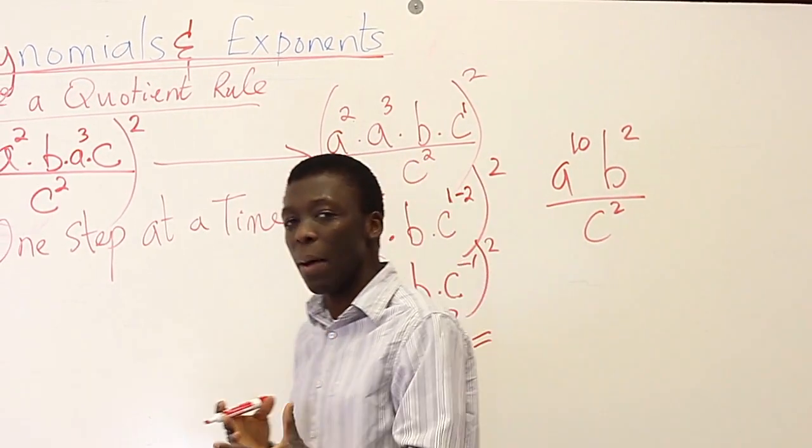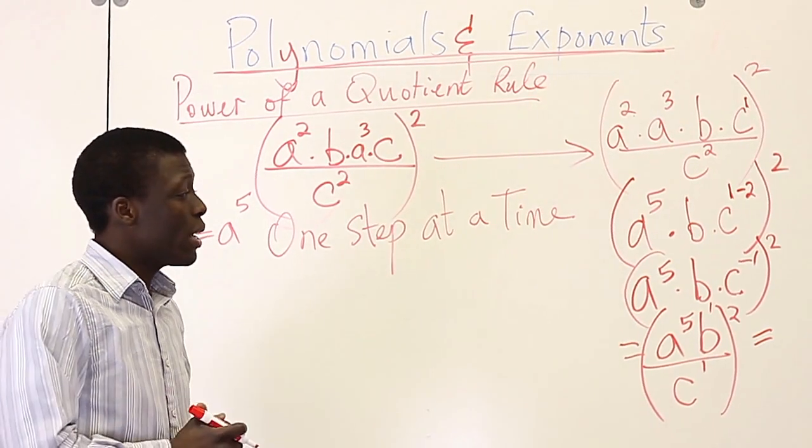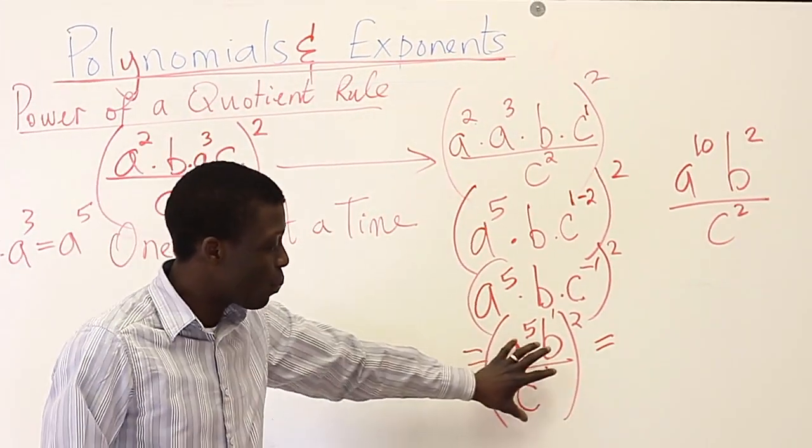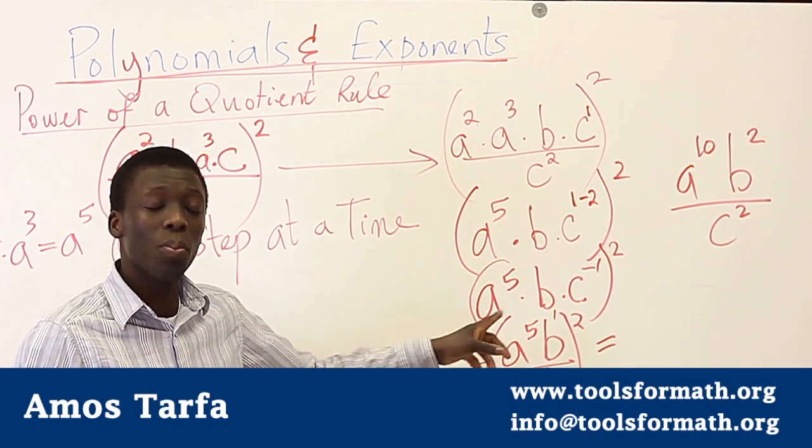Okay? Step by step. We've gone one by one, and we've used what we know about exponents and their properties. And I introduced the new property here, which is that the power outside the quotient will multiply the powers inside.